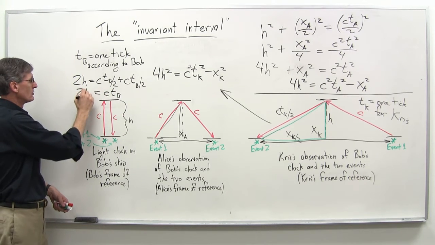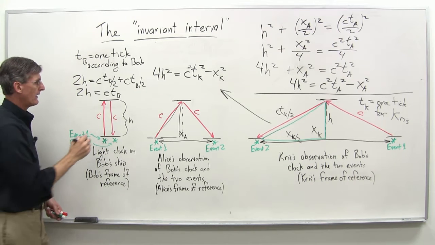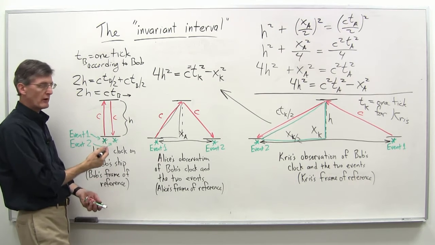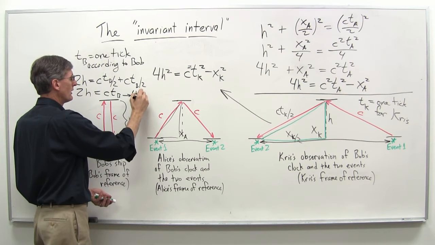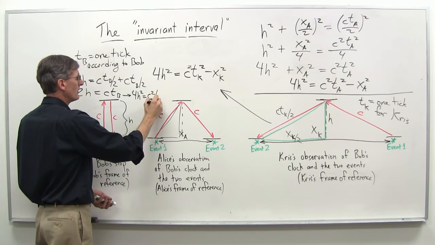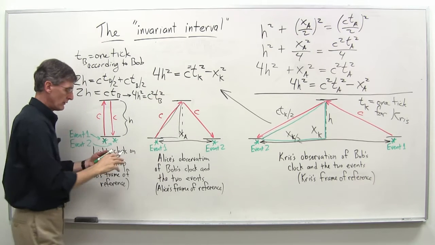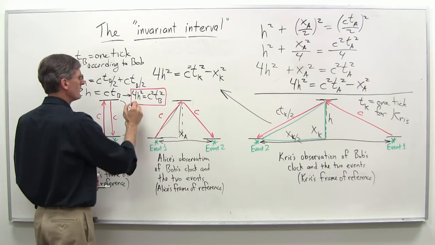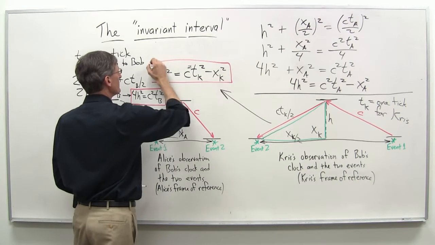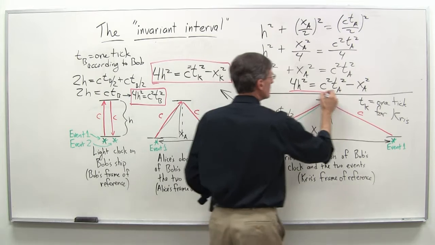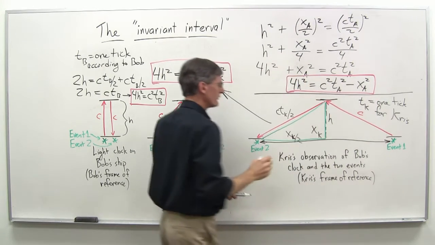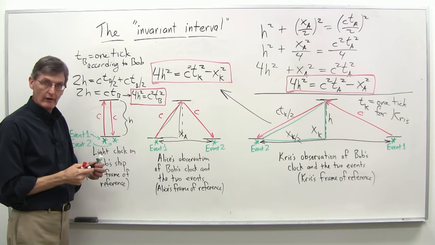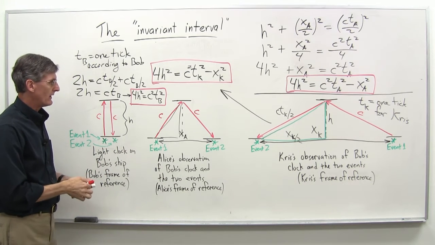So we've got 2h equals c t_b, and we'll squeeze this in here. If we square each side, which we can do, since everything is positive here, we get 4h squared equals c squared t_b squared for Bob. So let's highlight these. This is Bob's here. This is Chris's result. And this is Alice's result. And note how I've written them. You may have hopefully caught on by now what's going on here, or have an idea.